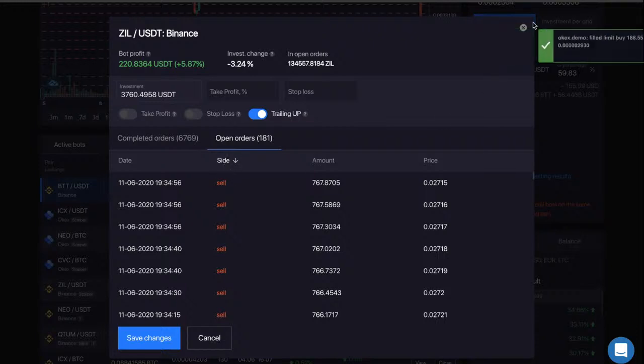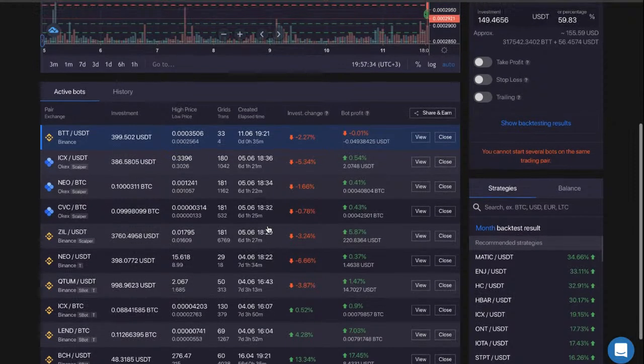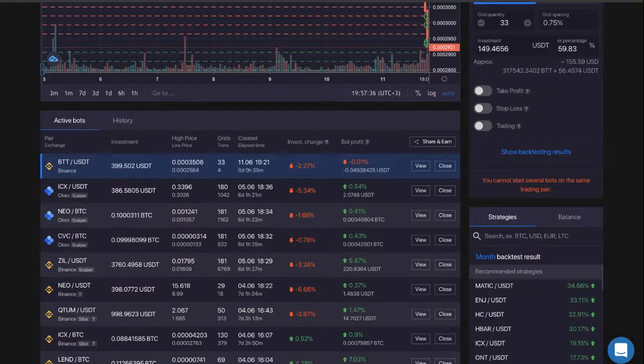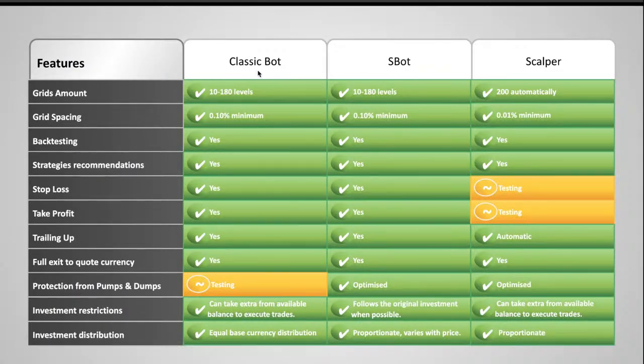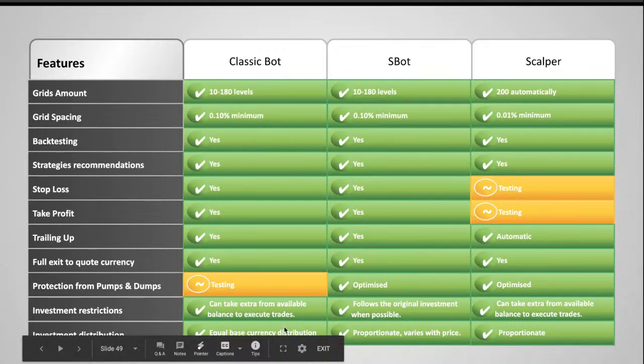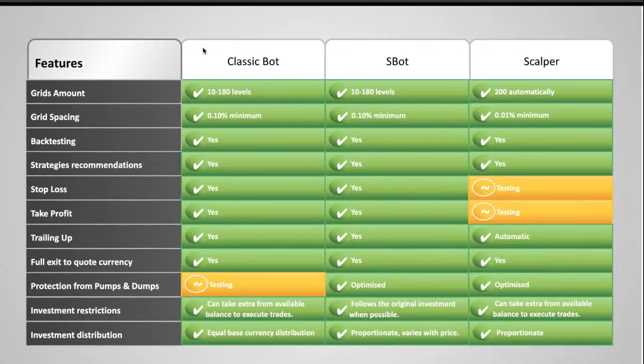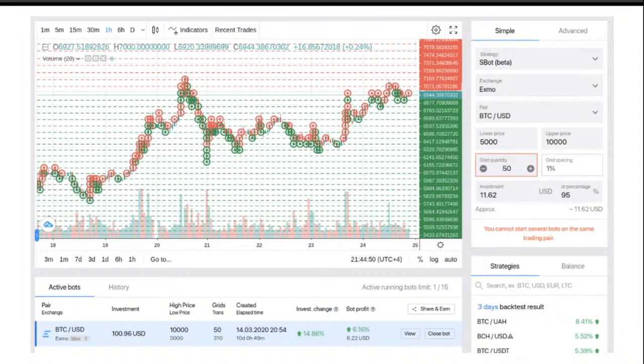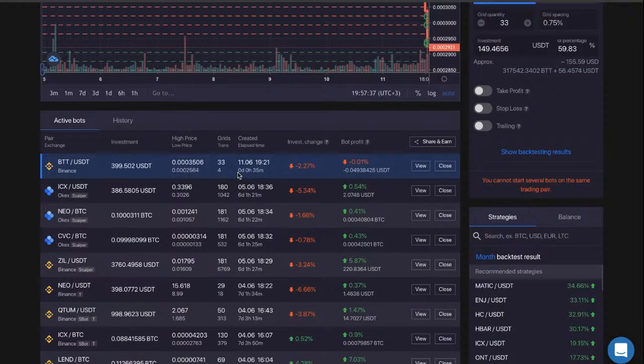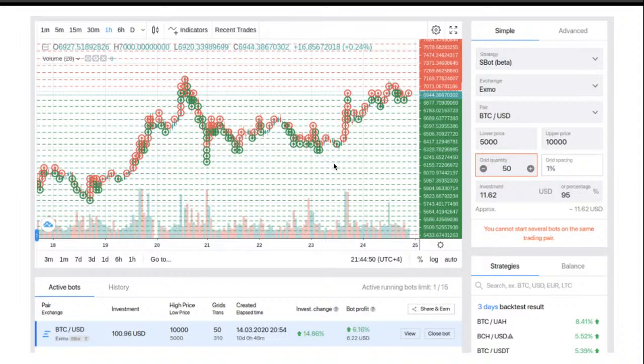Okay, in any case, this investment distribution is not so important. It's just to explain what makes it different when it comes to distribution by the classic bot, the S-bot, and the scalper. More information about how they distribute investments you can find in the Bitsgap blog. And now let's move on, because it seems like my computer is not friendly with me today. So I don't want to waste your time.